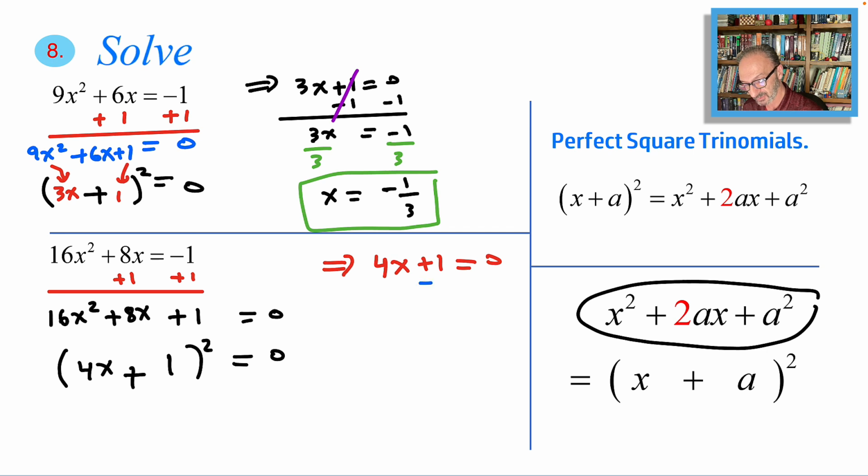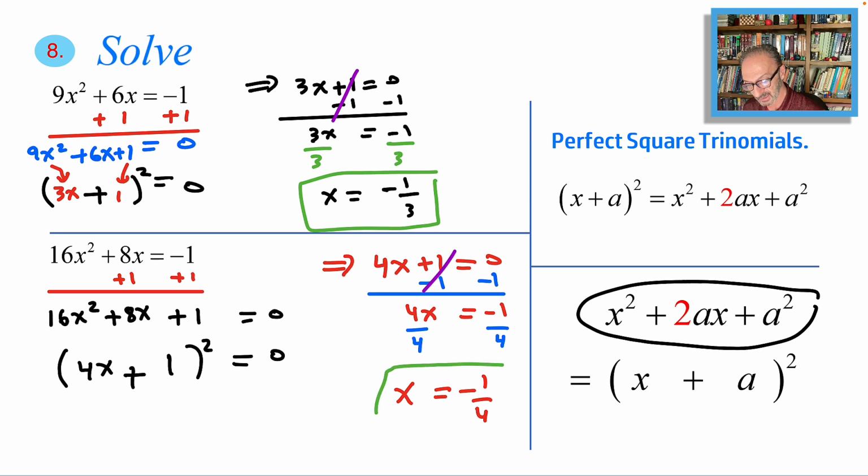Then we subtract 1 from both sides, and we get -1 on the right, 4x on the left, because 1 cancels with -1. Divide both sides by 4. On the left I get x by itself, on the right side -1/4, and that is my second answer, or my answer for the second part. It's like 2 parts for this problem. Number 9.